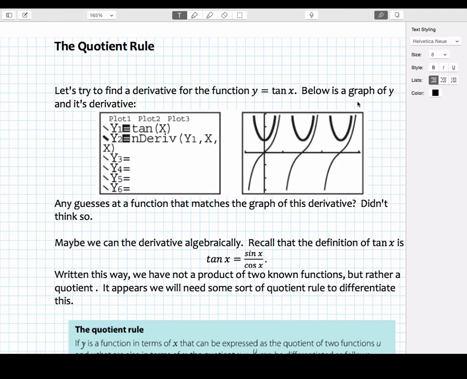To find a derivative for the function y equals tan x. Anybody know off the top of your head what the derivative of tan x is? It's sin x. Yeah, no, it's not. Look at this graph. This right here is tan x, and this darker boldface graph is the graph of its derivative.